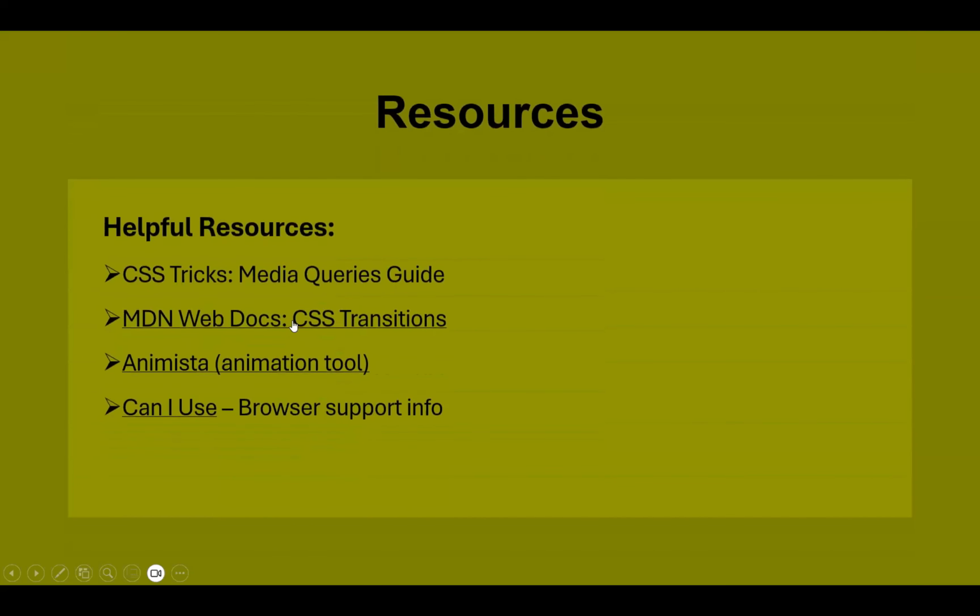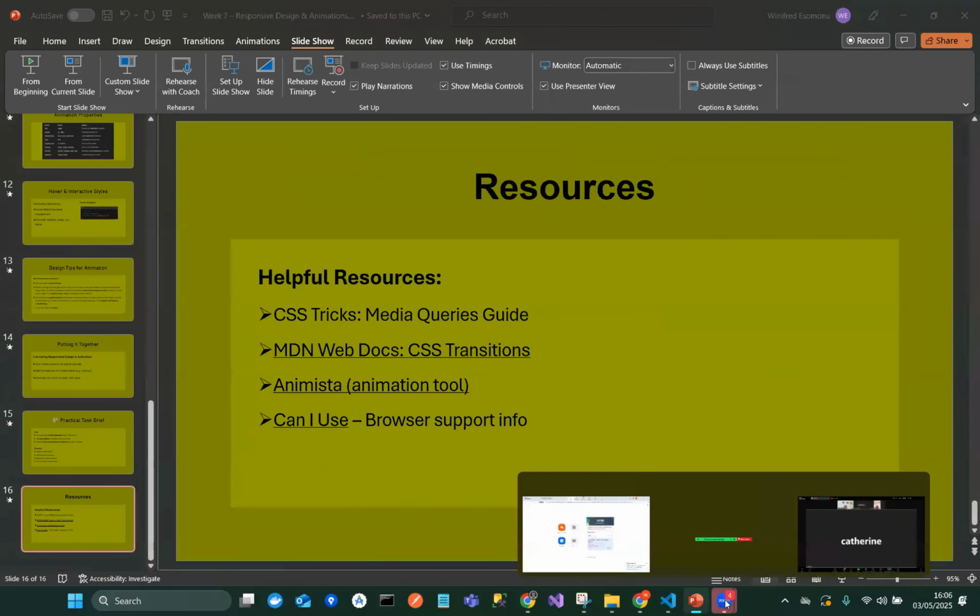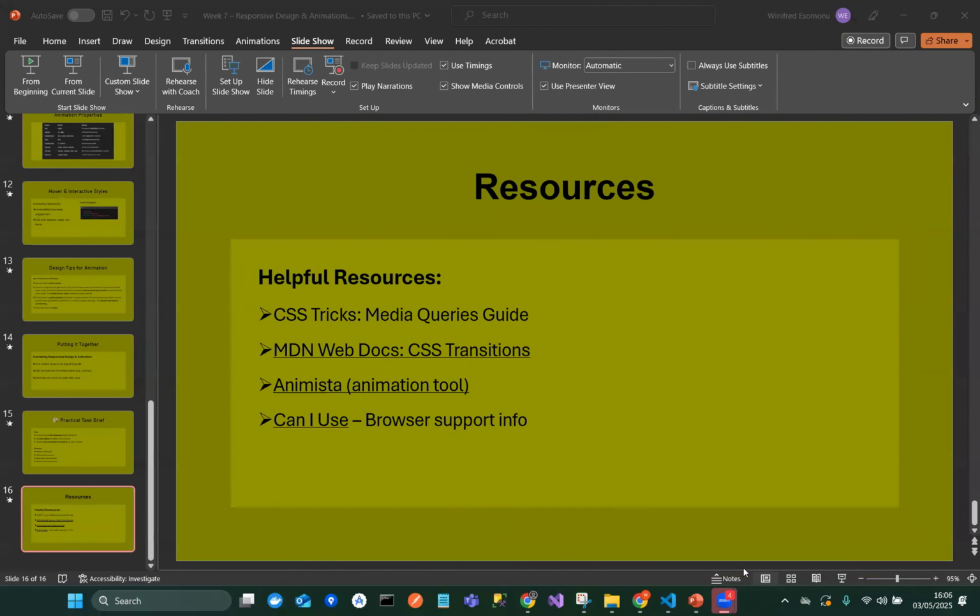I left some resources here as well that can be helpful so that you can read more on these things. There's CSS Tricks; you can go and read their media queries guide. We have MDN Web Docs; you can read on CSS transitions from there. We have this animation tool called Animista. Can I Use provides browser support information. So you can definitely check out some of this documentation and see if it's helpful. But that's the end of the slide, and we can now move into the practice part of this.